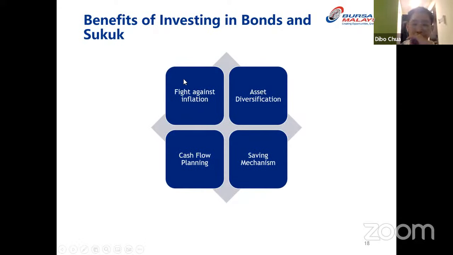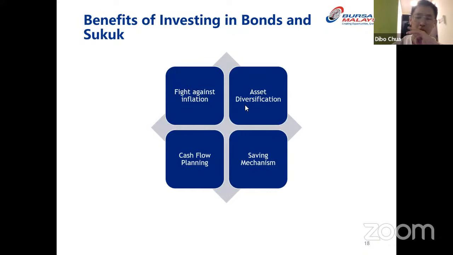So the benefits of investing into this kind of bonds, as I explained about all these bond things, are pretty good. The first thing is they are able to fight against inflation. This almost acts like your FD, your fixed deposit. Your fixed deposit always gives you like 3% to 4%, but when you invest in bonds, usually they give you higher, around 1% or 2% higher. So you can fight inflation even better.